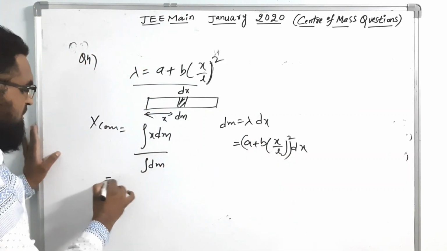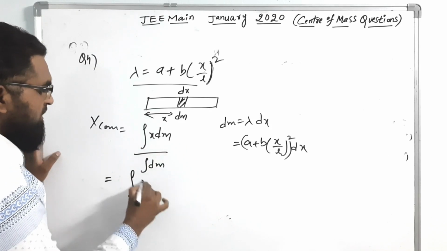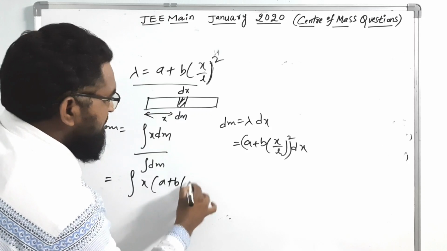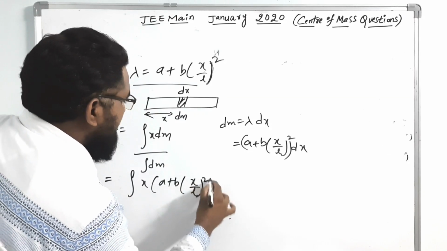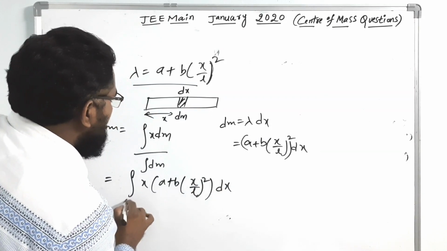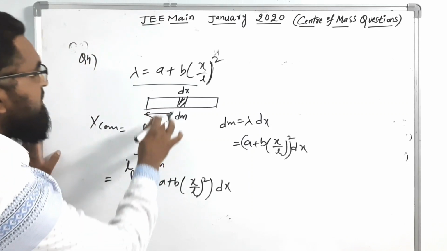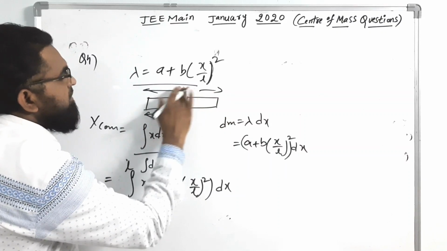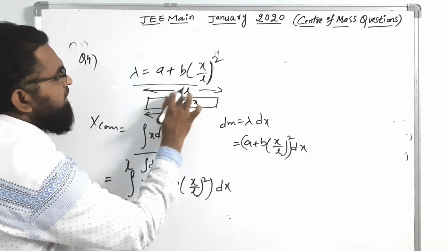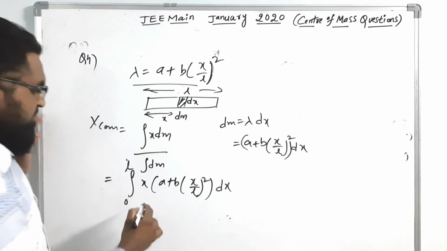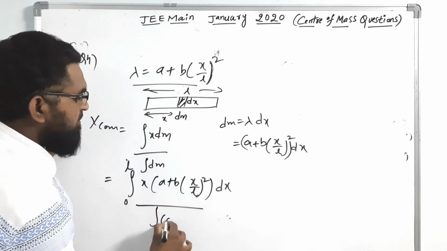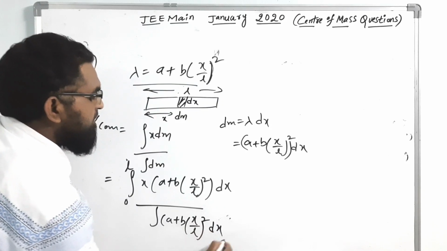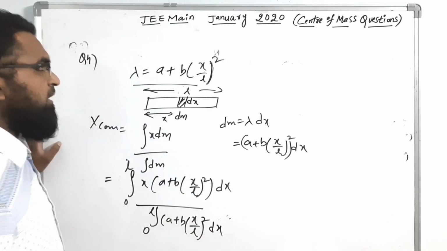See here, very simple. So integration x dm. What is the integration of x into dm value? So a plus b into x by L whole square into dx. Limits are 0 to L. The rod length is also given, length L. Okay, so by integration dm value, a plus b into x by L whole square into dx. This also has limits 0 to L.